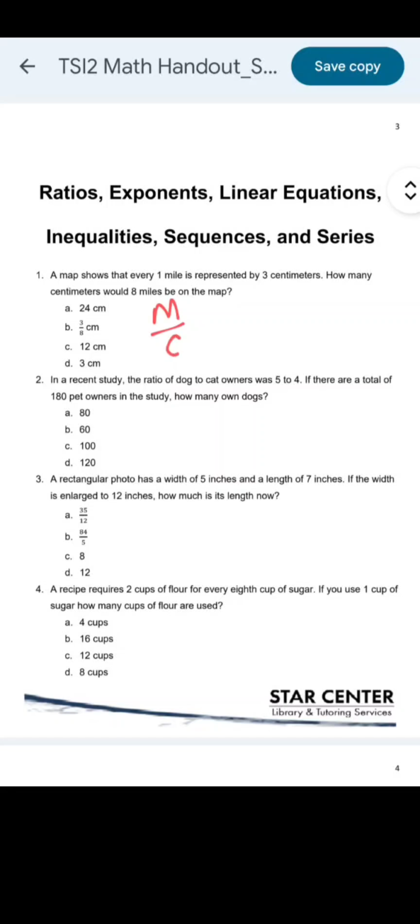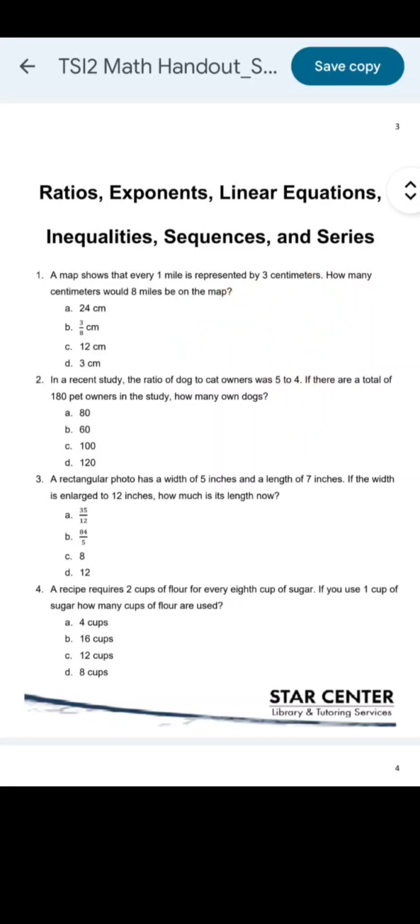There's another way that you can also solve this. Miles over centimeters, 1 mile, 3 centimeters, and I have 8 miles, and I'm trying to figure out how many centimeters. You can always cross multiply 24 and divide by the number you didn't multiply by. Since it's 1, it's super easy. We don't have to do much work.